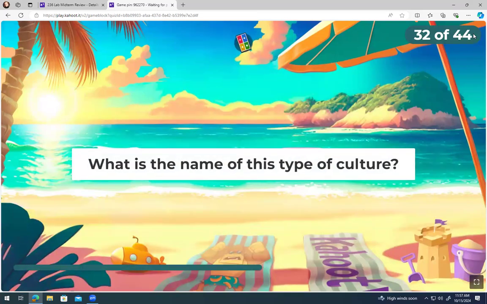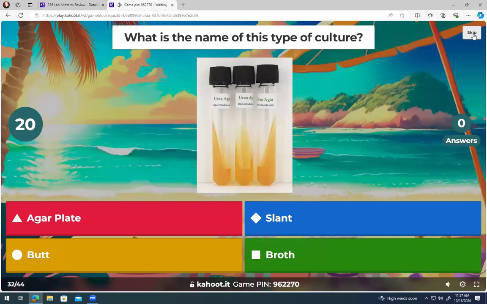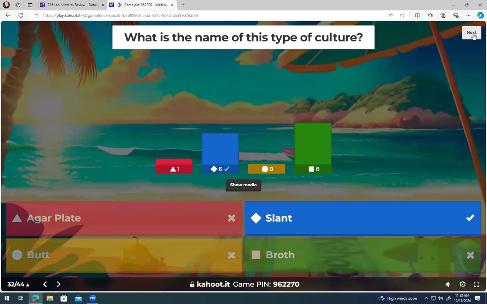All right, what is the name of this type of culture? So notice that this says agar at the top of it. Okay, so this is a slant. A lot of people pick broth for this one. I don't want to call anybody out, but does anybody want to volunteer why they picked broth for this one? So that I can at least understand, because people pick it a lot.